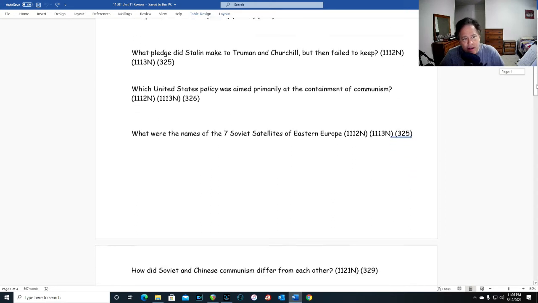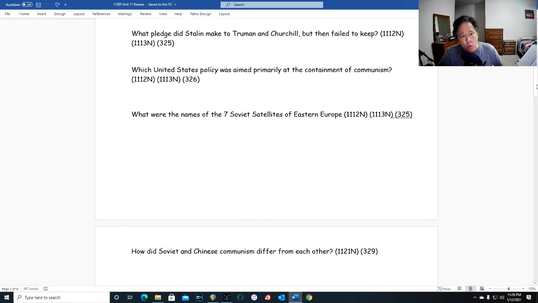And so which United States policy, we're going through this fast, which United States policy was aimed primarily at the containment of communism? That was called the Truman Doctrine. Truman Doctrine and containment are pretty much two terms that go hand in hand together.